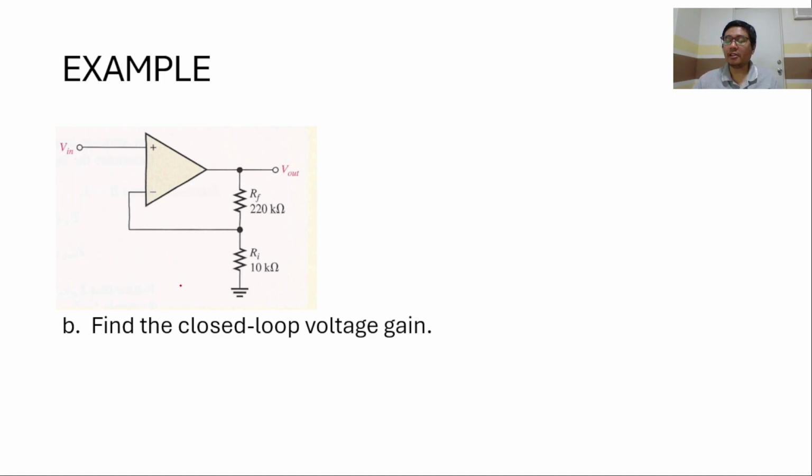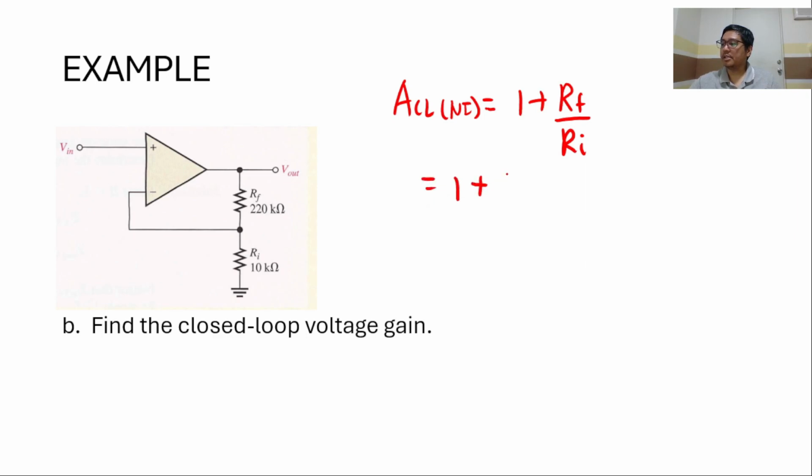Letter B, find the closed loop voltage gain. Since this is a non-inverting amplifier, we have the equation for the closed loop voltage gain equals 1 plus RF over RI. And that is equal to 1 plus 220 kilo ohms divided by 10K. And that is equal to 23.